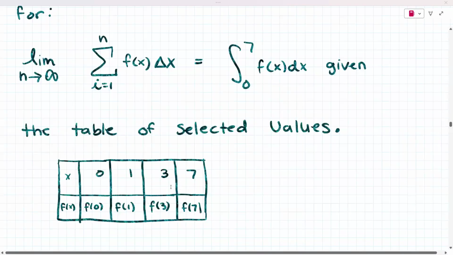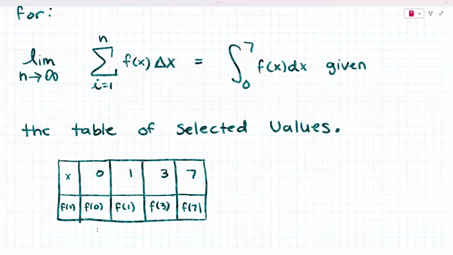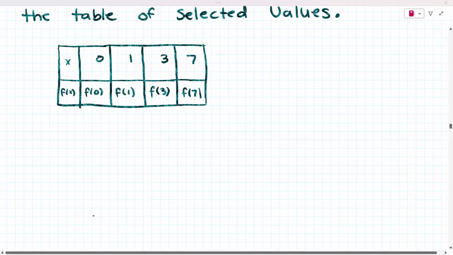And then they give us a table. So these are your x's, and then your y values, they don't actually give you. It's just f of 0, f of 1, f of 3, f of 7. They're not actual values. So we have to do the left and right sum, and the trapezoidal method. So there's three methods we have to do. Let's start with the left method.